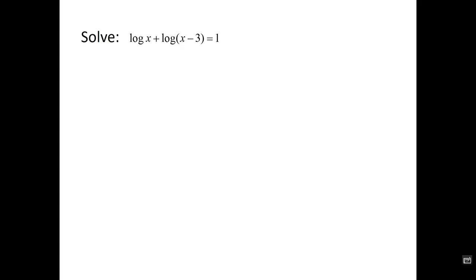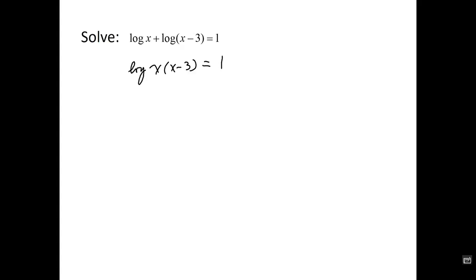Another example of solving a logarithmic equation. All right, so the first thing, we want to write this as the log of a single expression. Since we're adding logs, if we use the product rule in reverse, we have that this is the log of x times x minus 3 is equal to 1.